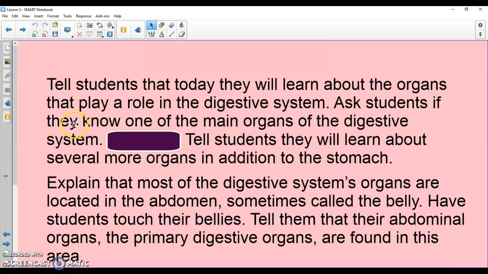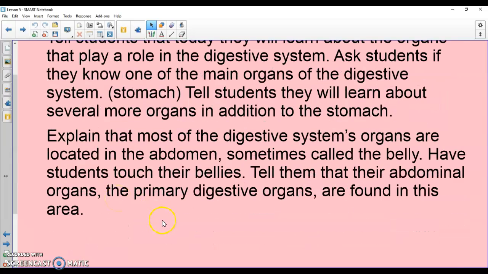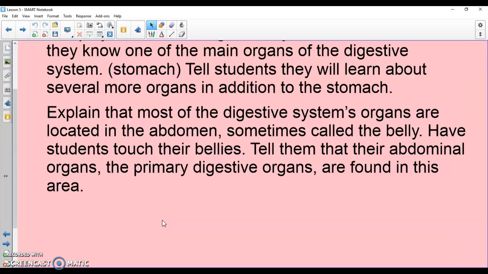So today you will learn about the organs that play a role in the digestive system. Do you know one of the main organs of the digestive system? Yep, it's the stomach. You're going to learn about several more organs in addition to the stomach. Most of the digestive system's organs are located in the abdomen, which is your stomach, sometimes called the belly. Your abdominal organs, the primary digestive organs, are found in that area.